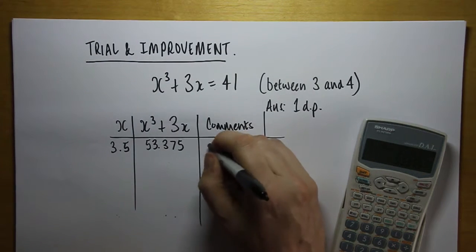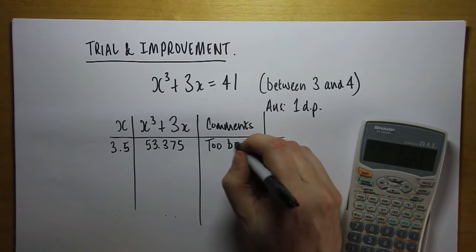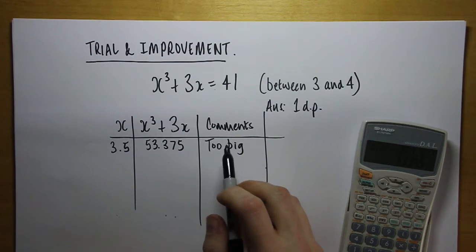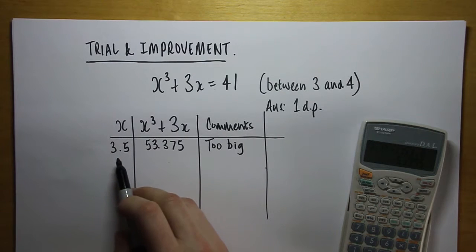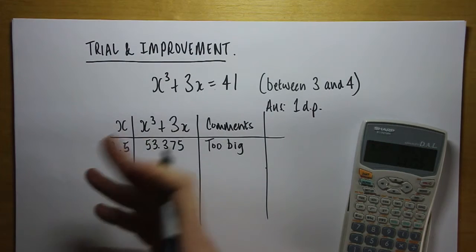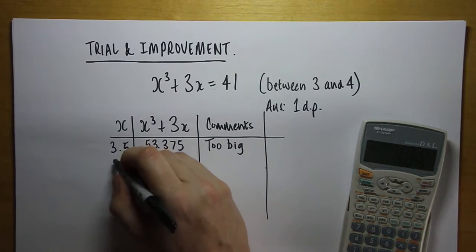We compare that with the answer up top there, and we can see that this is too big. So we will just write in our comments column that our answer is too big, or too large, or too high, whatever you prefer. So this tells us that our guess for x, that figure's too big. We already know it's between 3 and 4 and it's lower than 3.5. So it's going to be 3.1, 3.2, 3.3 or so. So the next one we'll try is 3.3.